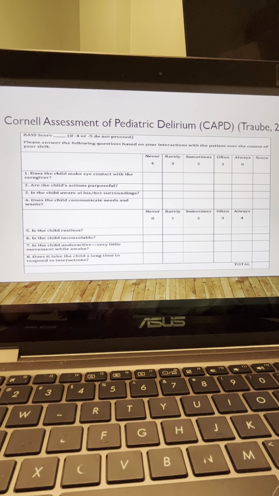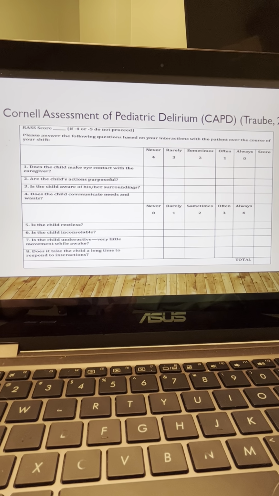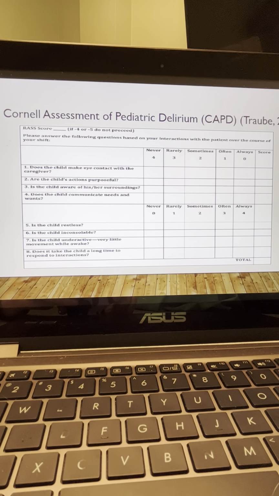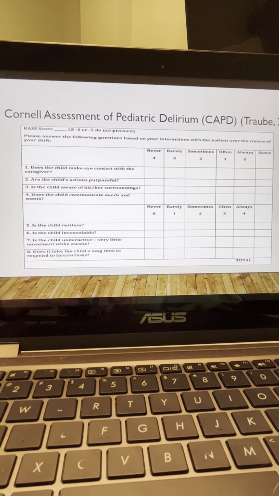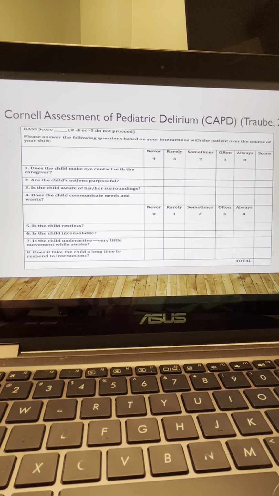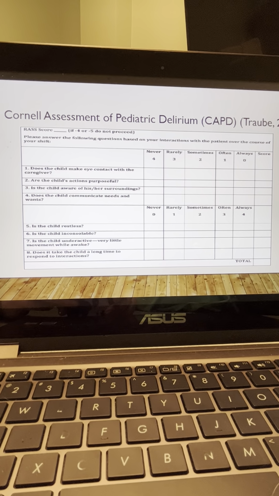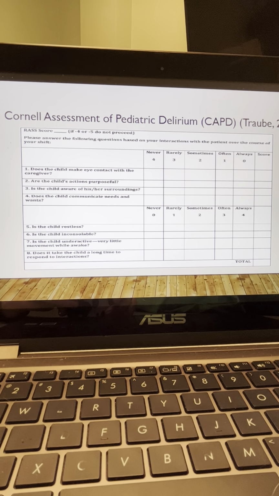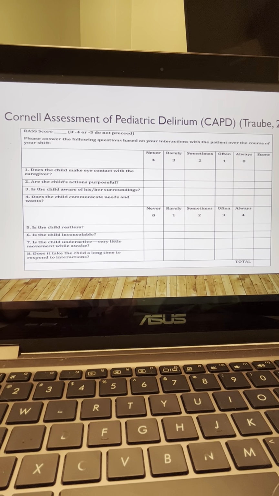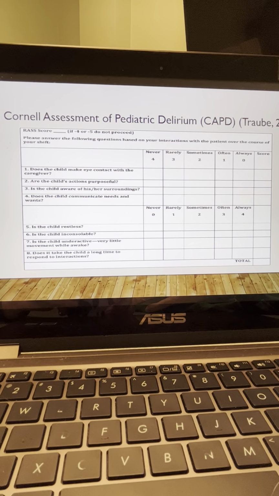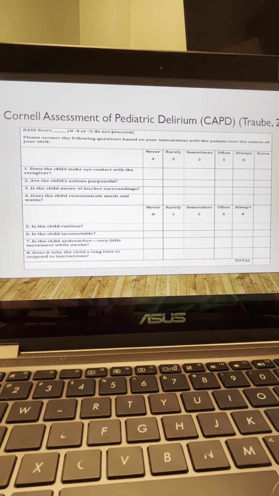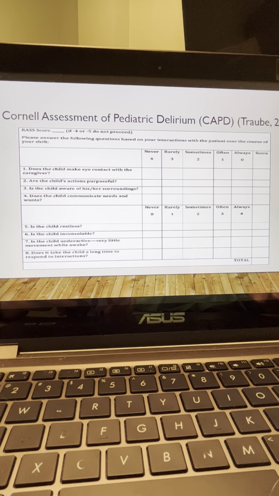So when the child starts arousing, do they make eye contact? Are their actions purposeful? Are they aware of their surroundings? Do they communicate anything to you, needs or wants? And then the other part is, is the child restless? Are they inconsolable? Are they underactive? Or does it take a long time for them to respond? Okay, and so you would just do this on arrival.